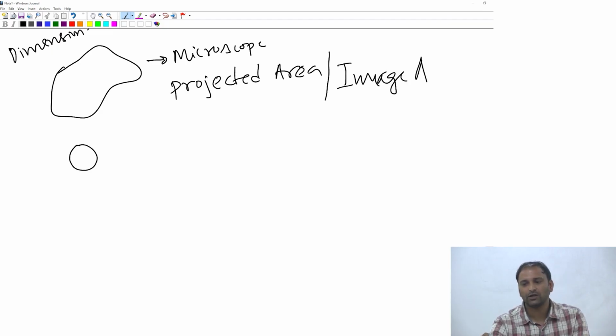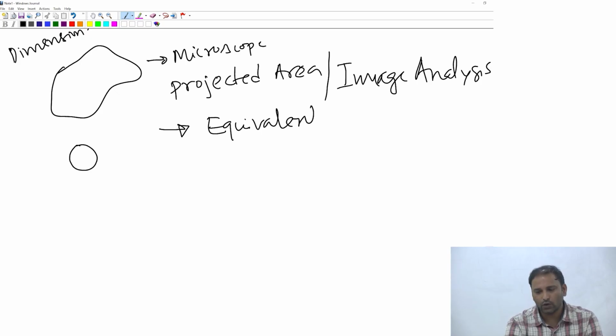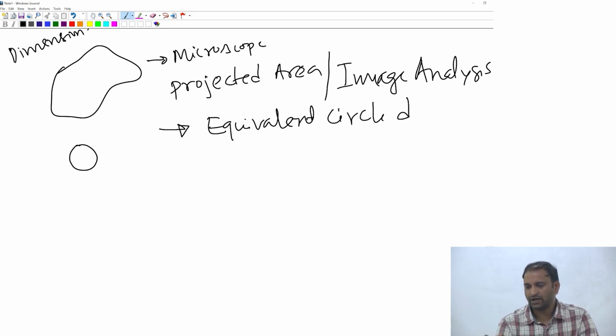Now, whenever you have an image that I have acquired using a microscope, and if I have some way of doing something called image analysis, that means I have some way of characterizing the particle in the image, right? So what people do when you have an irregular object like this is, one of the dimensions that people talk about is what is called the equivalent circle diameter.